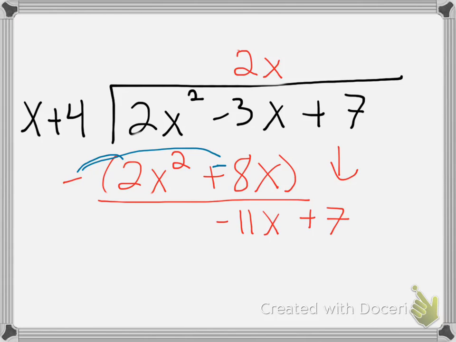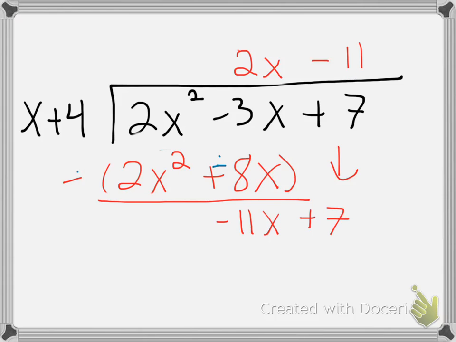You drop down the next term, and again you're going to do exactly the same thing. Alright, so you're going to do the same question. What times x will give me the negative 11x? You're looking at the x and the negative 11x over here. So that's, of course, going to be a negative 11 in this case. So that'll give me my negative 11.